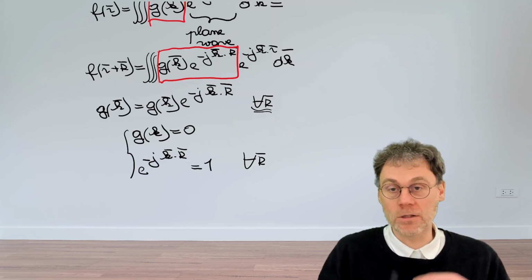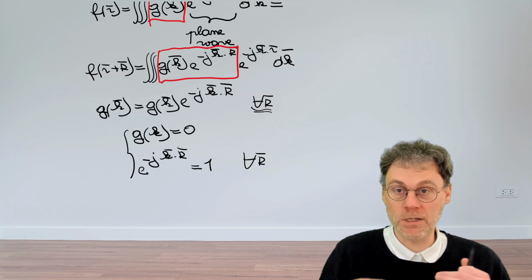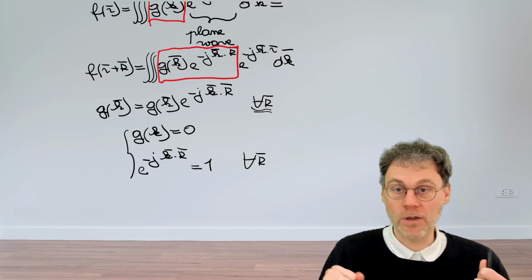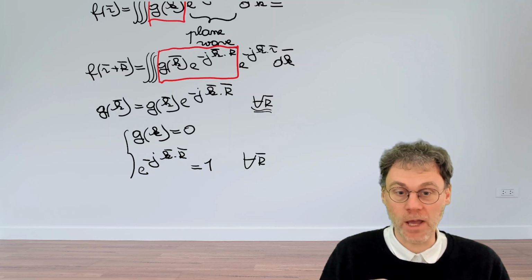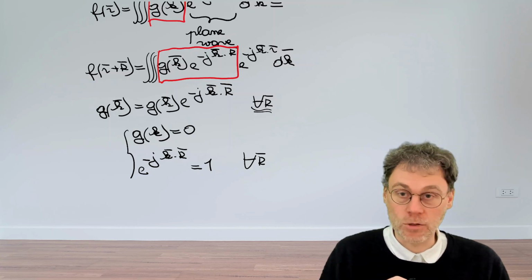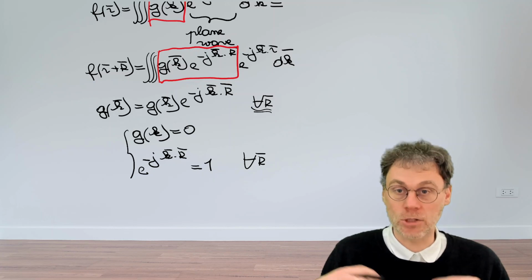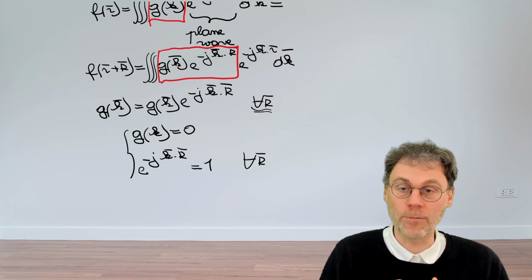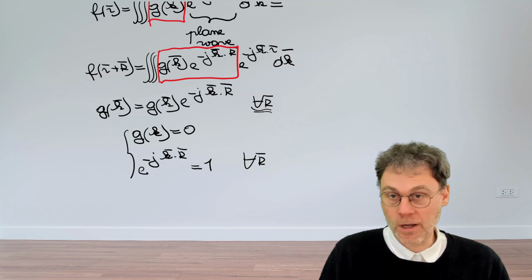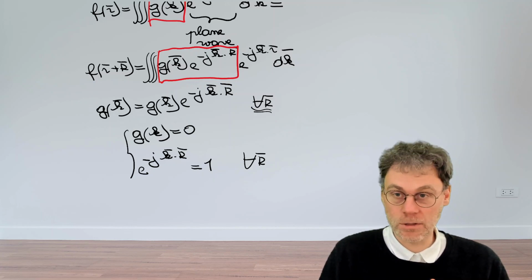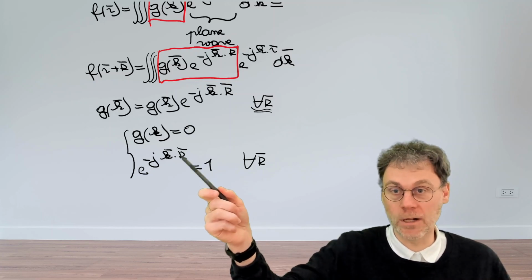So rather than having a continuous Fourier transform, we actually have a set of spikes. Rather than having a continuous integral, we just have a discrete sum. This means that our periodic function can be written as a sum of plane waves with certain amplitudes, but the k-vectors of these plane waves have to satisfy this particular condition.